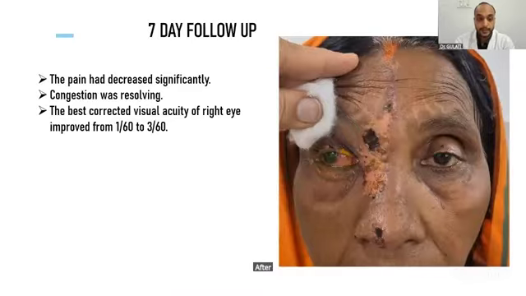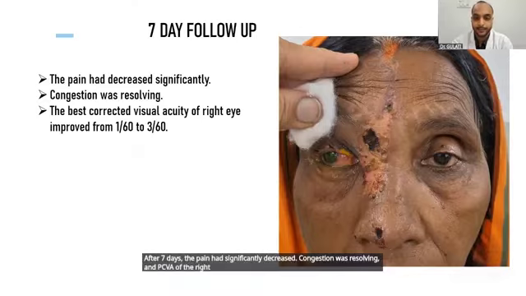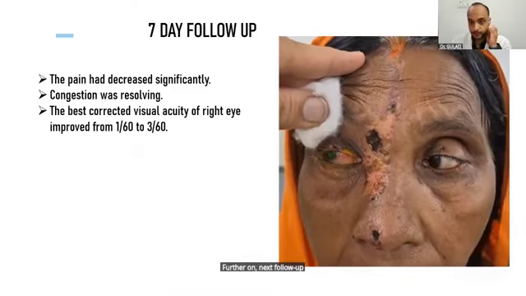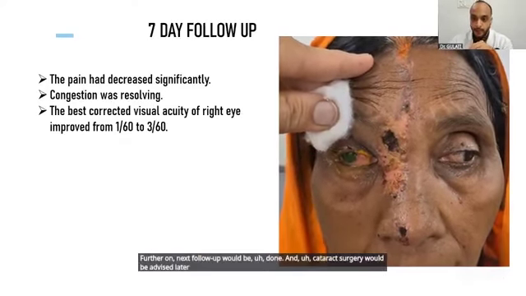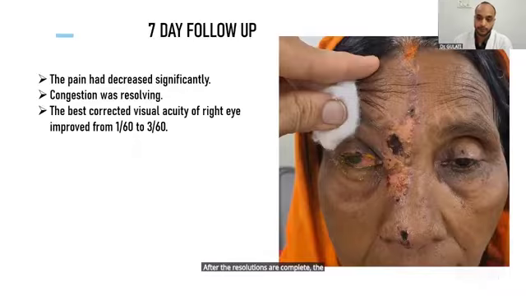After 7 days, the pain had significantly decreased, congestion was resolving, and BCVA of the right eye improved from 1/60 to 3/60. Further on, next follow-up would be done, and cataract surgery would be advised later on after the complete resolution of infection.